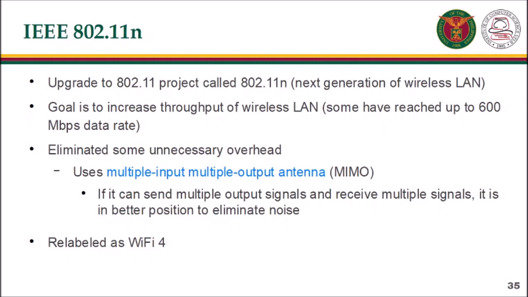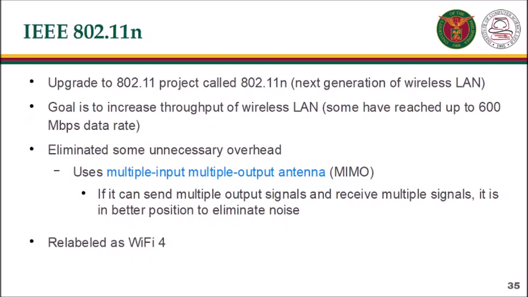An upgrade to the 802.11 project is called the 802.11n, or next generation of wireless LAN. The goal is to increase the throughput of 802.11 wireless LANs. The new standard emphasizes not only the higher bitrate, but also eliminating some unnecessary overhead. The standard uses what is called MIMO, or multiple input, multiple output antenna, to overcome the noise problem in wireless LANs. The idea is that if we can send multiple output signals and receive multiple input signals, we are in a better position to eliminate noise. Some implementations of this project have reached up to 600 Mbps data rate.